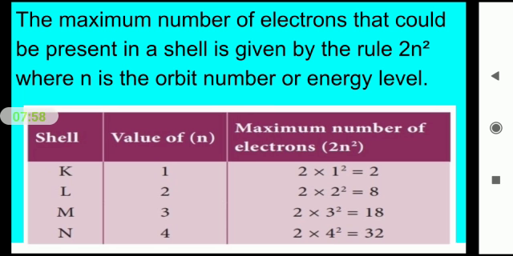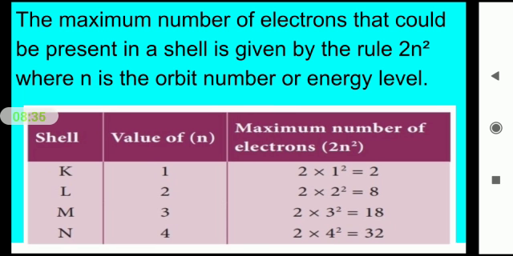The first rule is that the maximum number of electrons that could be present in a shell is given by the rule 2n square, where n is the orbit number or energy level. For example, in the first shell, n is equal to 1. Then the number of electrons is equal to 2. Similarly, for other shells, the maximum number of electrons present is as shown in this table.